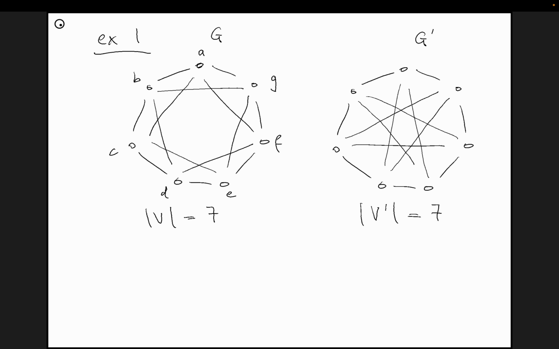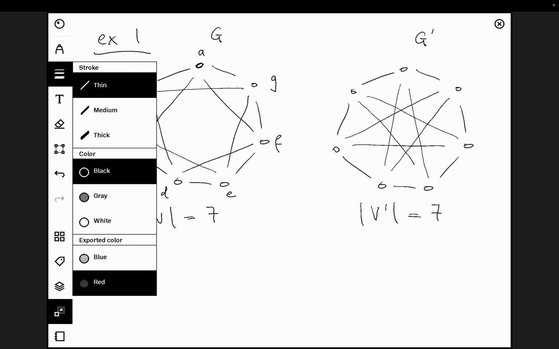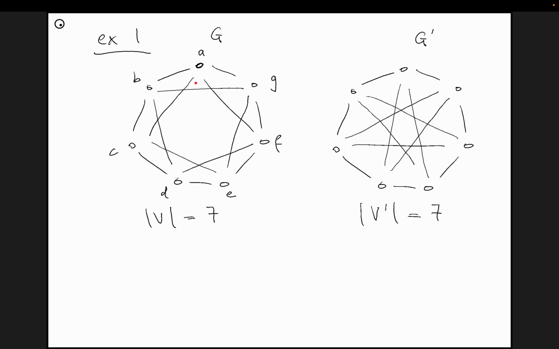So A is connected to B, G, D, and E. Yeah, right. No, B, G, C, and F. Sorry, my bad. But it is not connected to D and E. If you look here, it is not connected to D and E. And this is a good information. So let's take this away just to not get confused.